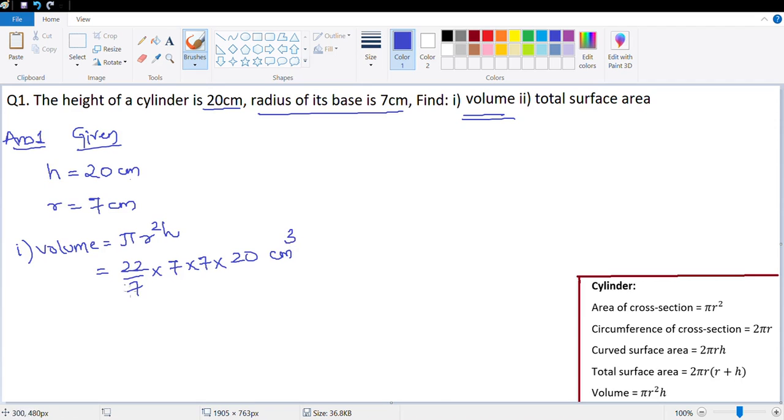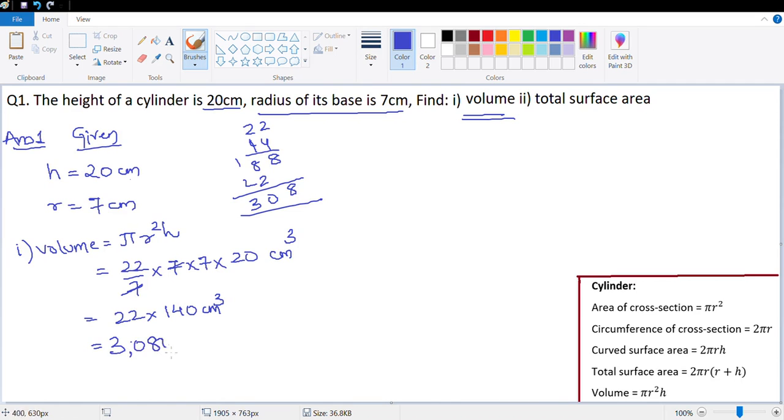So 7 and 7 get cancelled. So this is 22 multiplied with 7 into 20. That's 140 centimeter cube. Let's just do this calculation. This is 22 into 14, that's 308. So this is equal to 3080 centimeter cube. So the volume is 3080 centimeter cube.